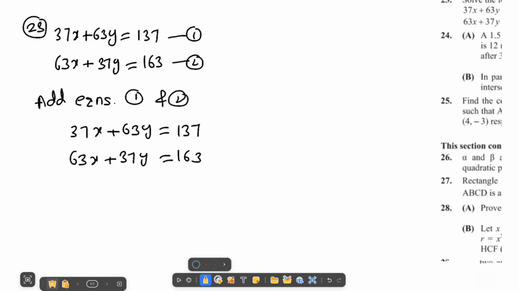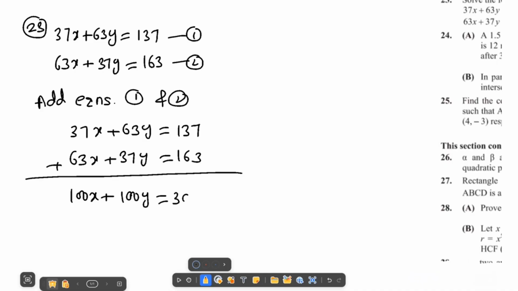Let's add. 37x plus 63x will be equal to 100x. 63y plus 37y is equal to 100y. The right side is 137 plus 163, which is equal to 300.